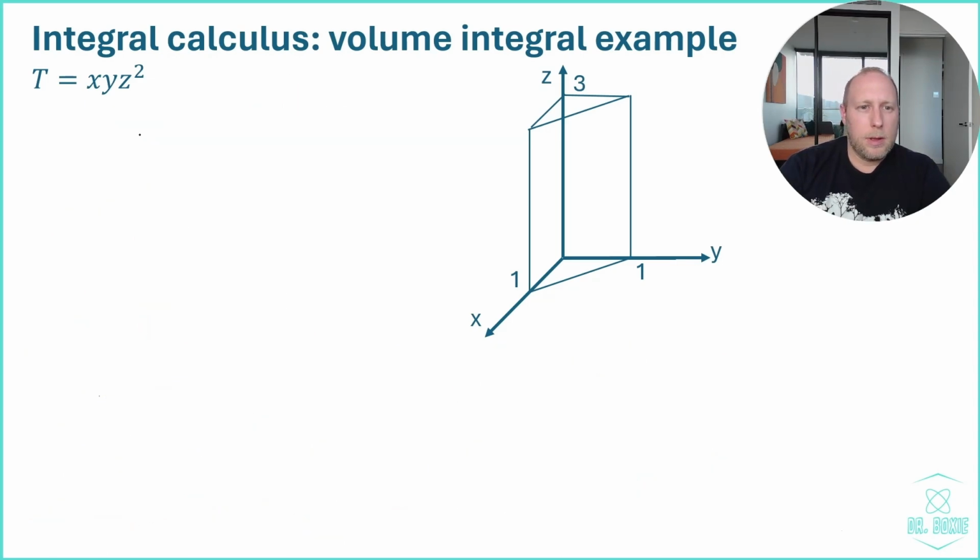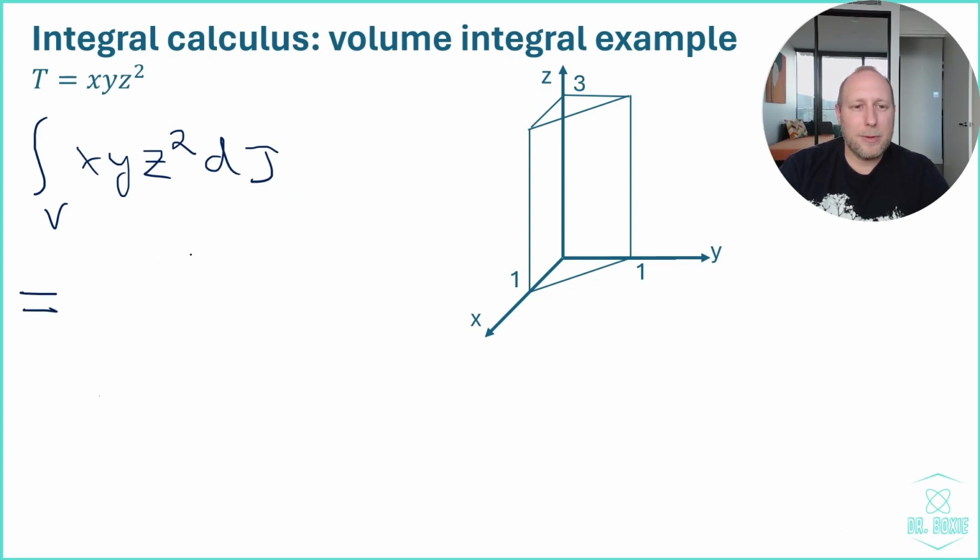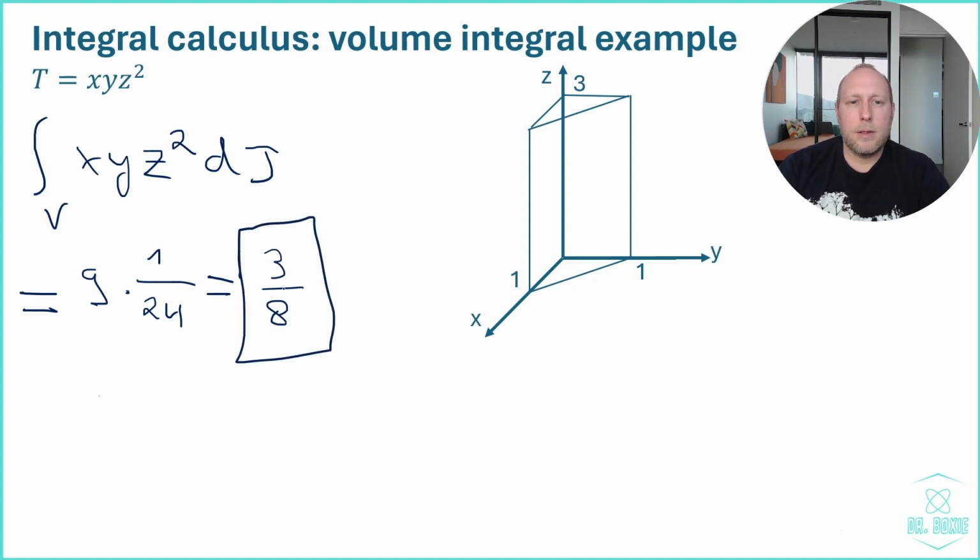And so the actual volume integral we are looking for, so that is xy z squared d tau, is the product of the two integrals we found. The z integral was equal to 9 and the xy integral was equal to 1 over 24, which can be simplified by dividing numerator and denominator by 3, so we get 3/8. So this is the value of the volume integral of this specific scalar field over this prism. This is how to calculate volume integrals.